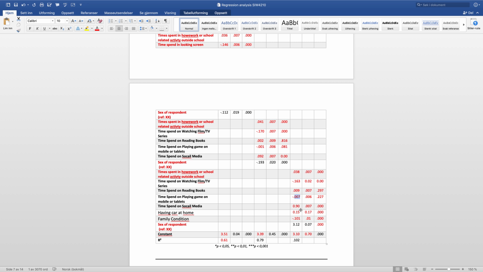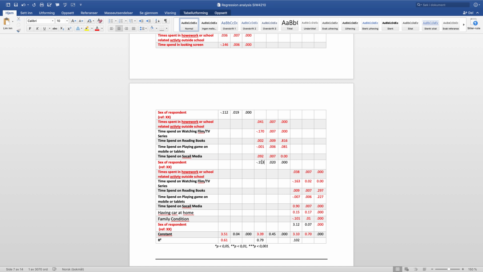But time spent on social media is significant. So those who spend a lot of time on social media are more physically active, and also those having a car, family conditions, I'm not sure how this is interpreted, and sex of the respondent, I'm not sure how this is measured, but compared to the other coefficients, I'm a bit, yeah. And also by looking at the results here, I think this might be wrong.